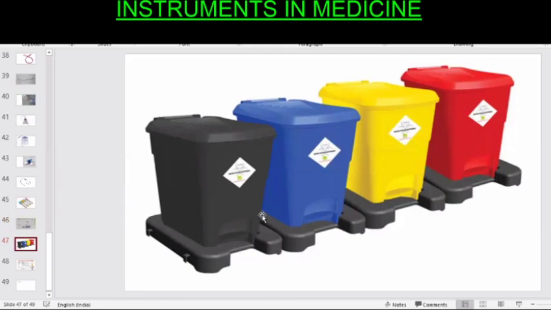These are disposal bags of various colors, depending upon the biomedical waste management rules. This is a hospital waste management protocol. So what is that? Where do you use yellow? When do you use red? When do you use black?